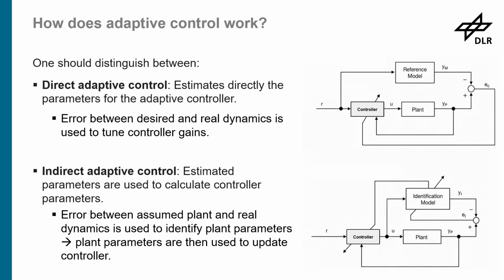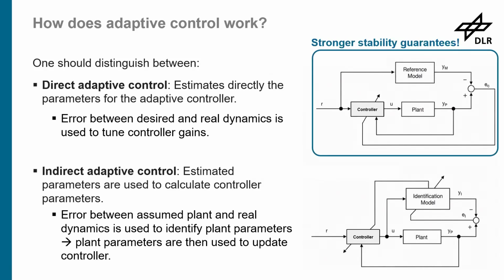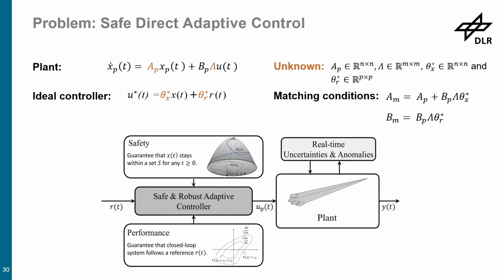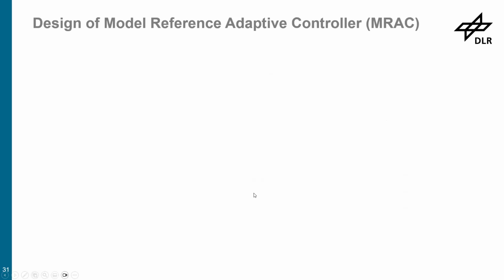Direct adaptive control directly adjusts the gains, right? And by that, you have stronger stability guarantees. And this is helpful. And the problem we looked into is this setting where you have a controller that has to meet some performance requirements and safety requirements, and we applied it to multiple systems. In this case, it's just a hypersonic flight vehicle. In the first step, you just design the direct adaptive controller, which is mostly just a simple model reference adaptive controller.